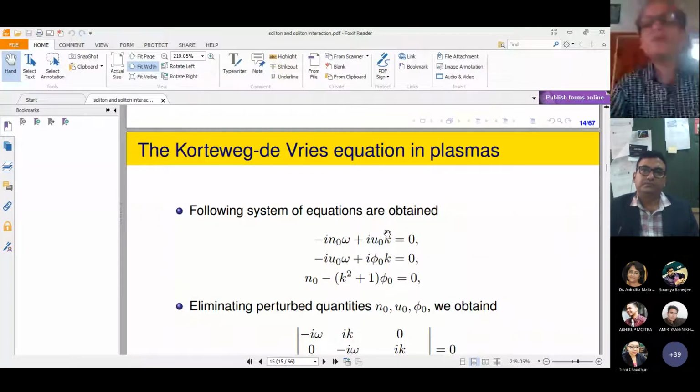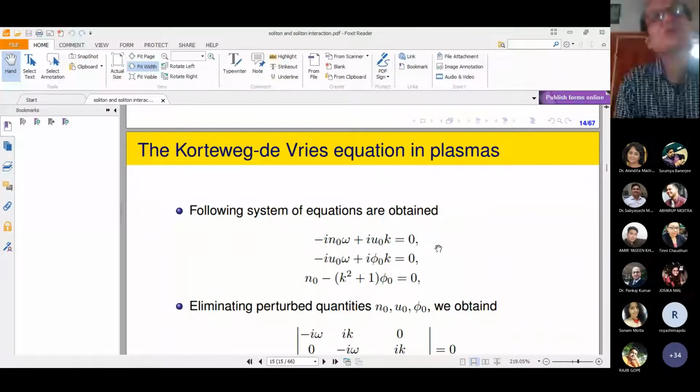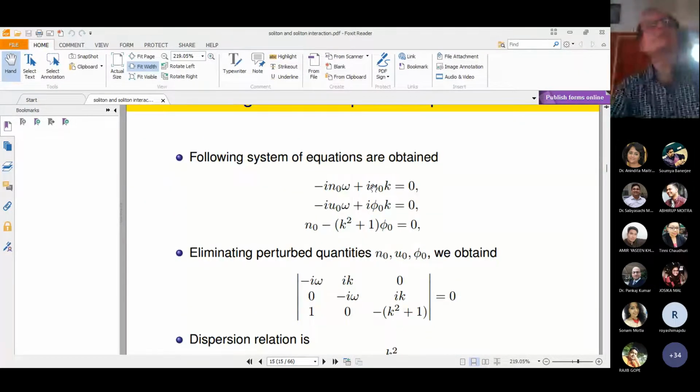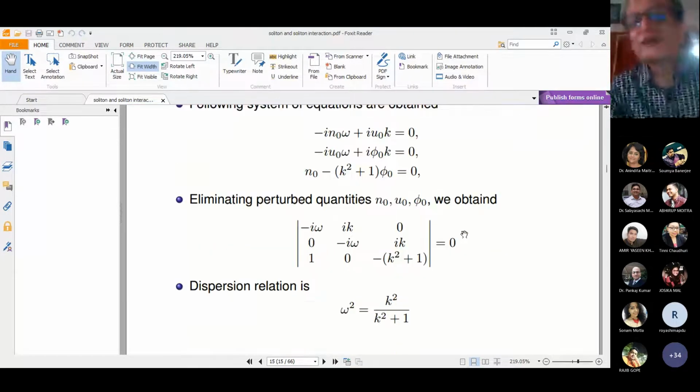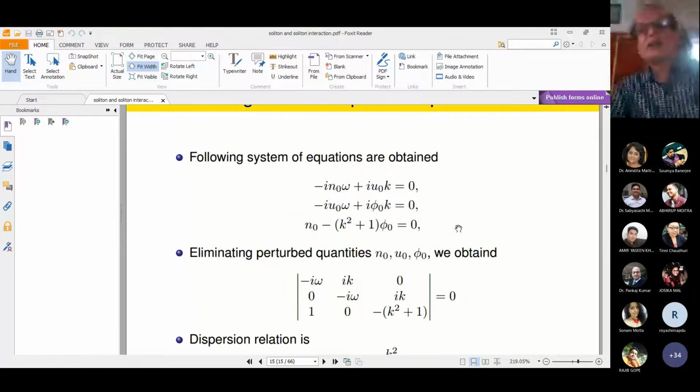This is a system of linear homogeneous equations. The condition under which a non-trivial solution of a homogeneous linear system exists is that the determinant should be equal to 0. Because if the determinant is non-zero, only the trivial solution exists. So the condition under which we get non-trivial n0, u0, phi0 is that the determinant equals 0.